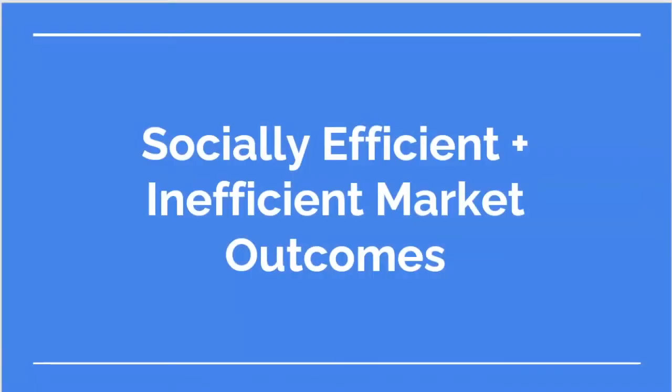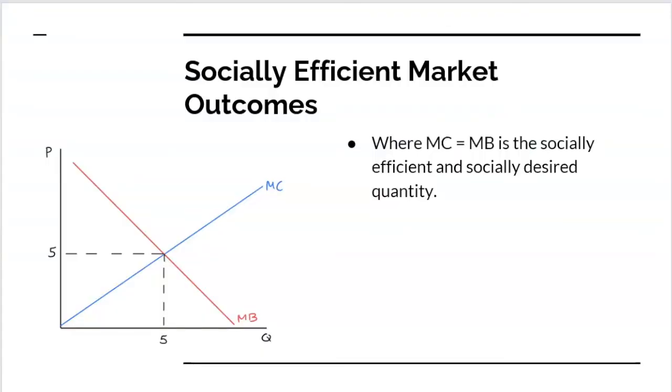All right, so socially efficient and inefficient market outcomes. Before we actually get into the really heavy stuff about this topic, we first have to go over a basic supply and demand graph. But in this case, our supply is going to be marginal cost and our demand is going to be marginal benefit. The reason why our marginal cost is upward sloping is because the more you consume of a product, the greater that cost is going to be.